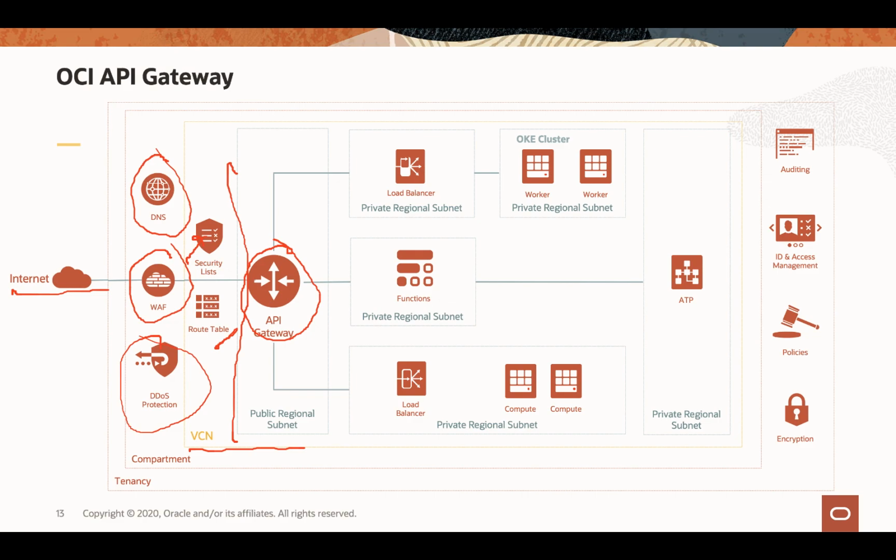Okay, so once it hits the API gateway, the way the API gateway works is that it can connect to the private regional subnet, which you can see here, or it can connect to a public regional subnet. So think about a private regional subnet where your function is running, and it's going to hit the load balancer, and then the load balancer is going to take that function and expose it outside from here. And of course, this same function can talk to your ATP database to perform some database operations.